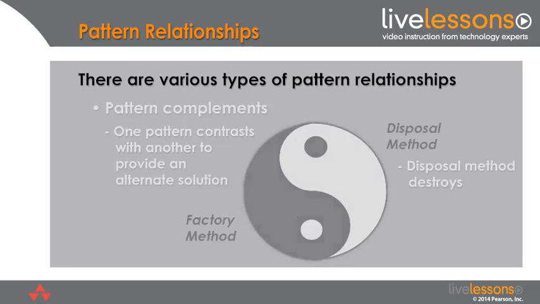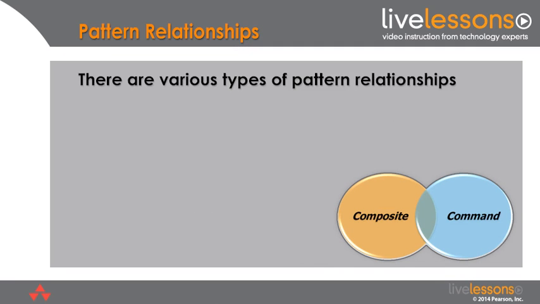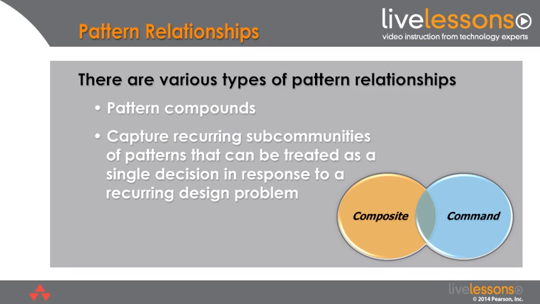Another pattern relationship you see frequently in the literature are called pattern compounds. And this is where one pattern combined together with another helps to capture recurring sub-communities of patterns that can be treated as a single design decision in response to a particular recurring design problem. For example, the composite command is an example of taking two Gang of Four patterns that can be looked at in isolation and combining them together to make it possible to send a group of related commands in a single operation, which can be useful in certain latency-sensitive type of environments, going across a thread boundary or perhaps a process or machine boundary.